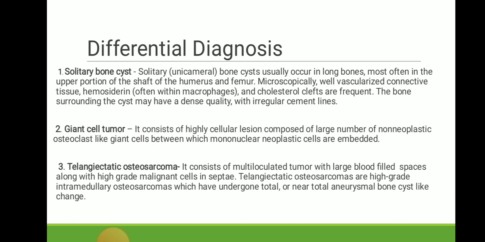Giant cell tumor. It consists of a highly cellular lesion composed of a large number of non-neoplastic osteoclast like giant cells between which mononuclear neoplastic cells are embedded. Telangiectatic osteosarcoma. It consists of a multilocular tumor with large blood filled spaces along with high grade malignant cells in septi. These osteosarcomas are high grade intramedullary osteosarcomas which have undergone total or near total aneurysmal bone cyst like change.